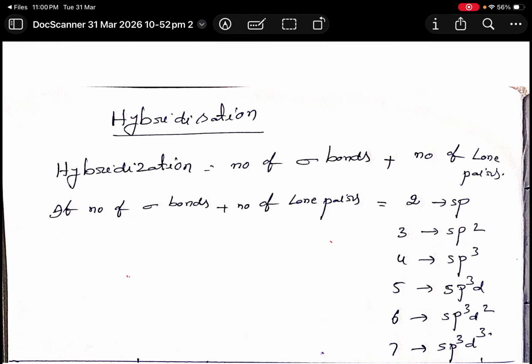In this video, I am going to discuss the shortcut trick for determination of hybridization of a molecule. Hybridization equals the number of sigma bonds plus the number of lone pairs of electrons. If the total number of sigma bonds and lone pairs of electrons is 2, it undergoes sp hybridization.